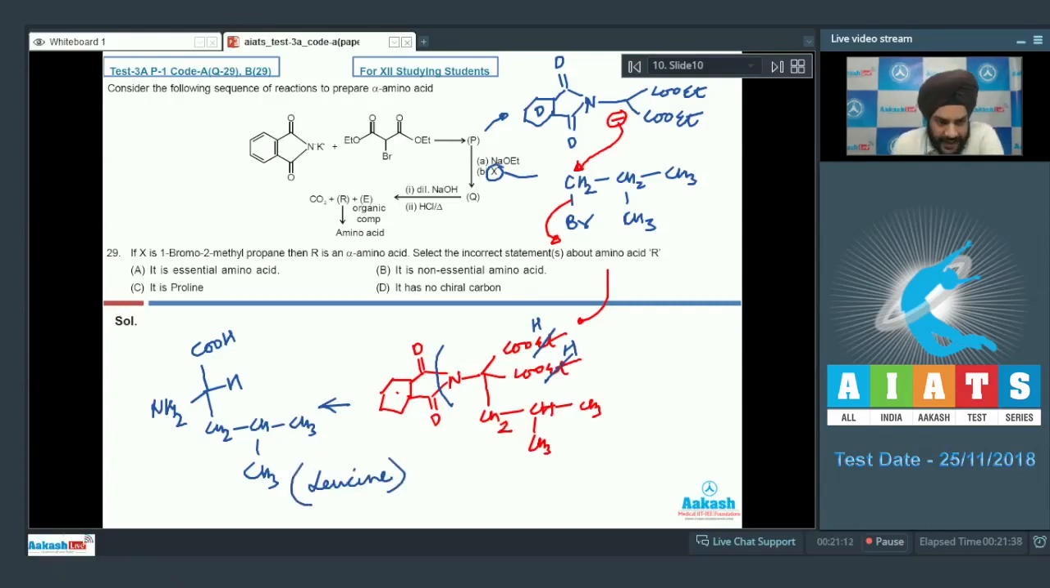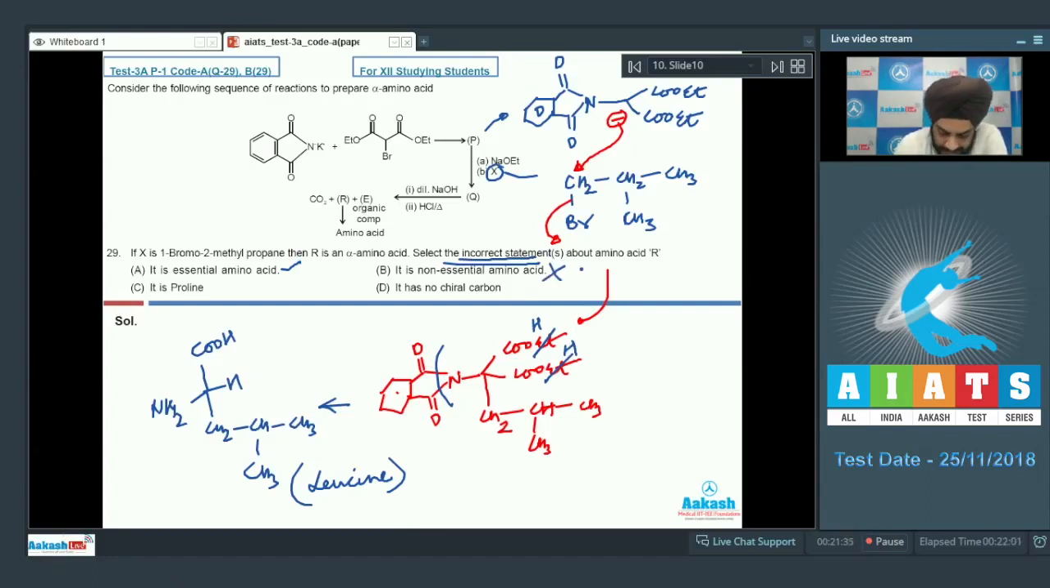So let us look at question number 29 now. We have to select the incorrect statement about the product R. Option A, it is an essential amino acid. Students, we had seen that this is leucine and it is an essential amino acid. So this statement is correct. It is a non-essential amino acid. This statement is incorrect. It is proline.